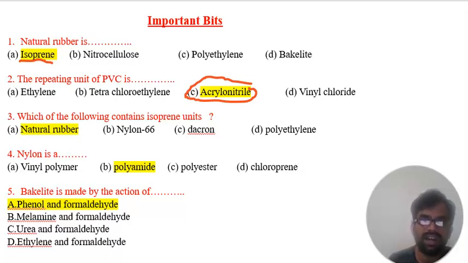Now you can see the third one, which of the following contains the isoprene units? Isoprene units are in natural rubber. So natural rubber is the right answer for the third bit.